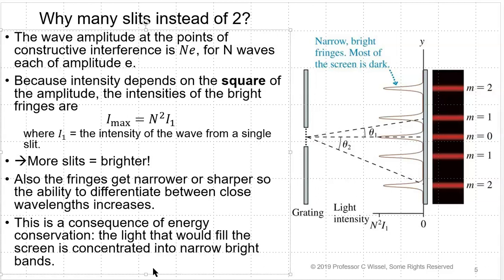Also, the fringes will get narrower and sharper, which is good because this increases the ability to differentiate between close wavelengths, but it also concentrates light into ever narrower bands. So this is a consequence of energy conservation. The light that would fill the screen is being increasingly concentrated into ever narrowing bright bands. And that's why we use a lot of slits.